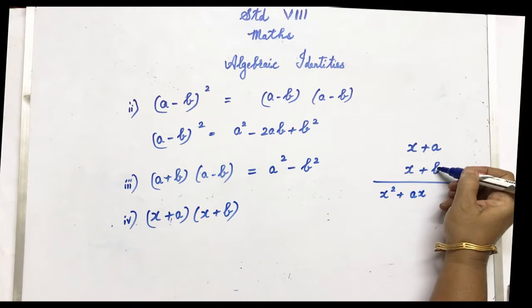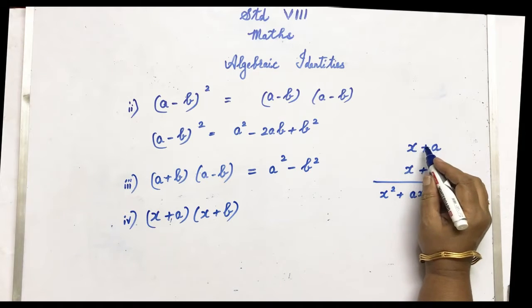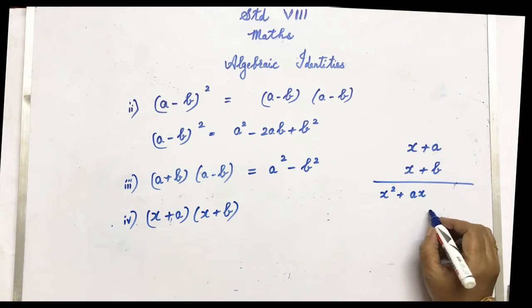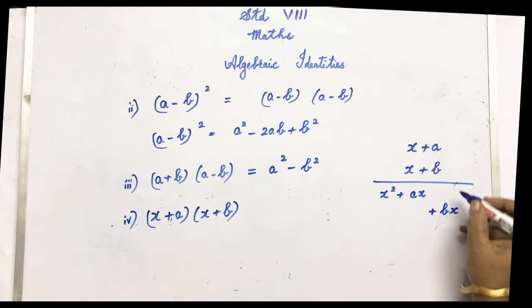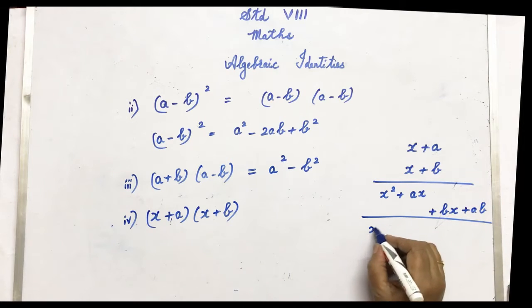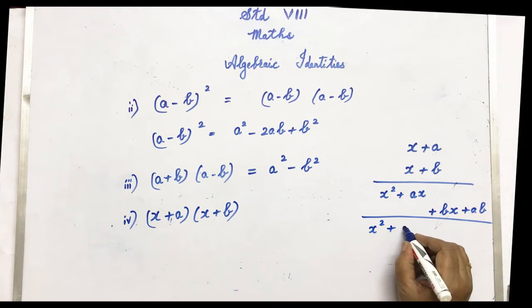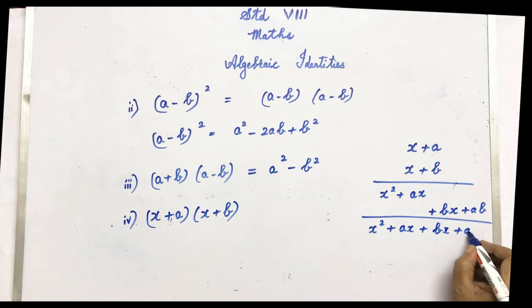Next we are going to multiply this expression with b. So b into x is bx, we don't have a like term, so it should be written separately. So bx, a into b is ab. So if we add, we will be getting x squared plus ax plus bx plus ab.